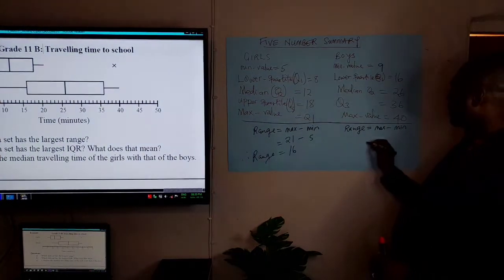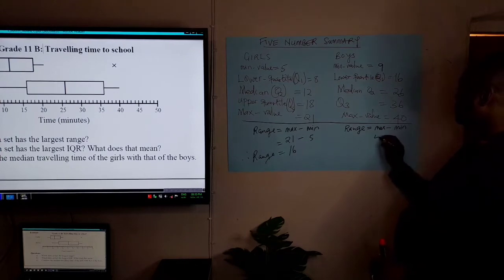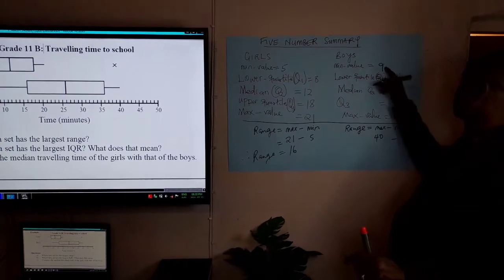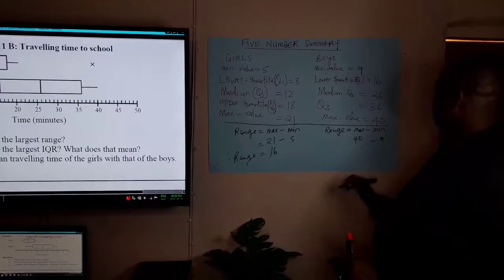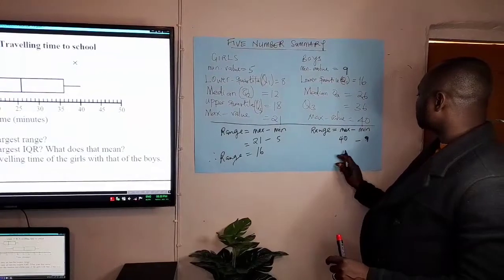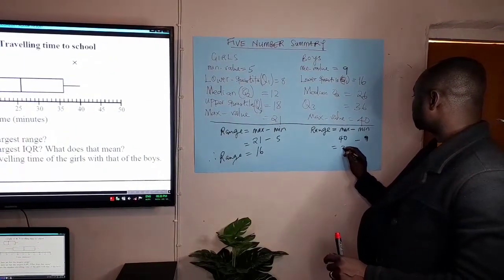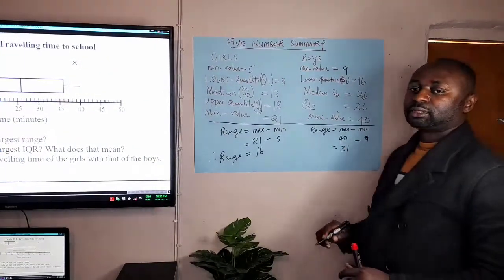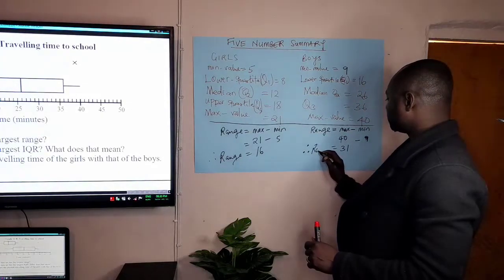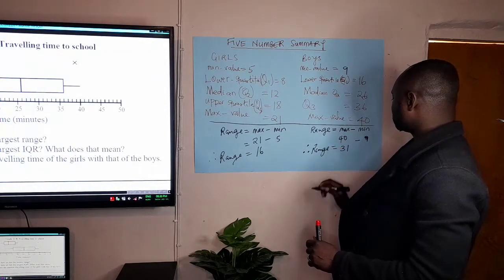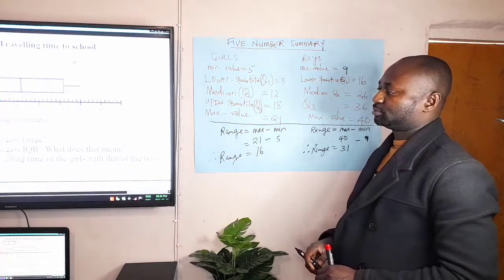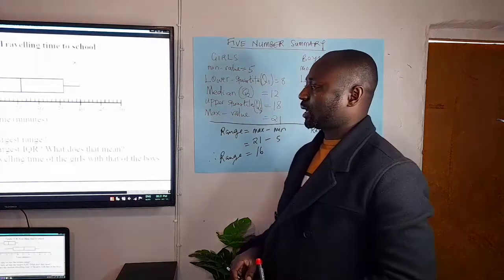Now when we come here, our range is maximum minus minimum, which is 40 minus 9. If you have 40 minus 9, what will be left? That will give you 31. That will be your range. So therefore here, you write your range is equal to 31. So we're done with question number A.